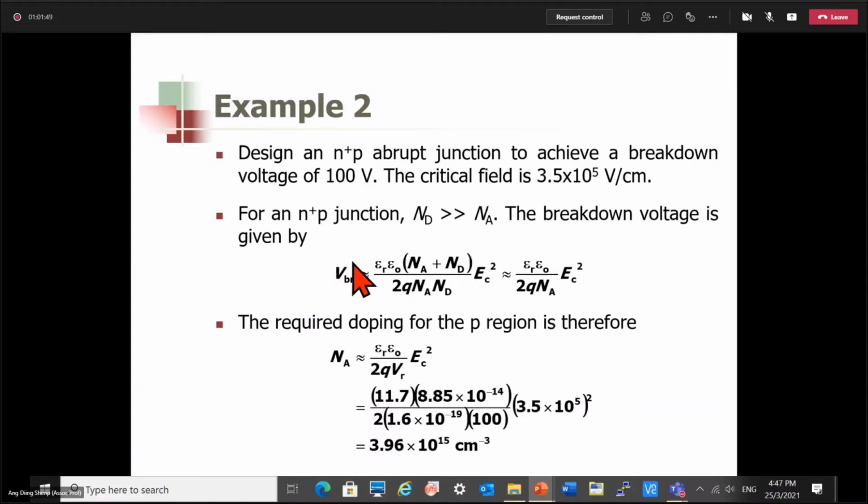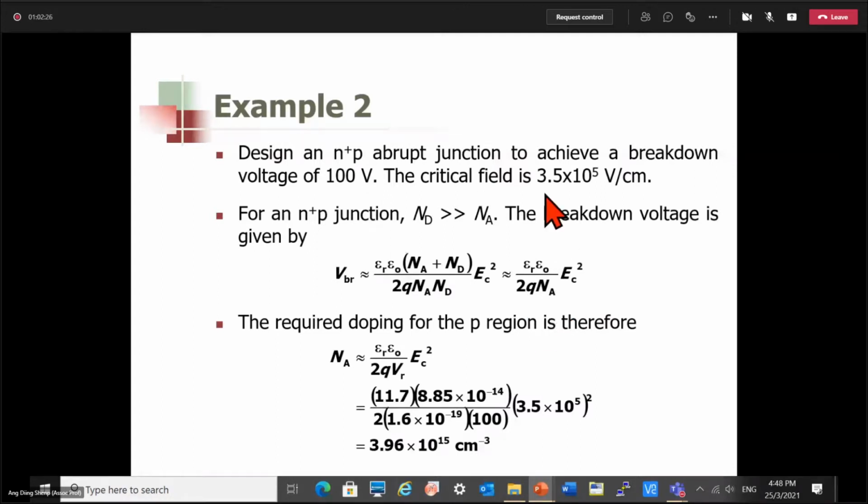Now, if you look at the expression for the breakdown voltage, you have this NA term and ND term, right? One of them is much bigger than the other. In this case, ND is much bigger than NA. So we can approximate by saying that NA can be considered negligible compared to ND. If you do that, then the expression for VBR will simplify into this form. If you neglect NA, the ND in the numerator and the denominator will cancel out, and the simplified expression for the breakdown voltage can be obtained.